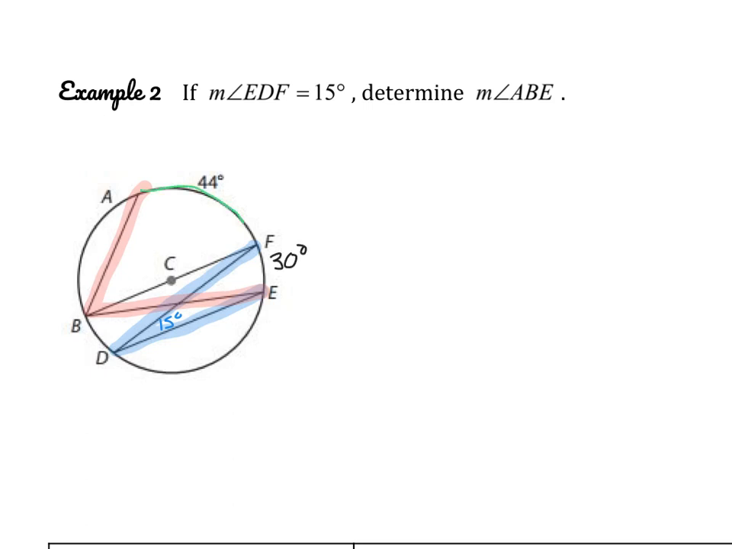Therefore, we know that arc AE from here to here is simply 44 plus 30, so it's 74 degrees. And since we know the intercepted arc length, we just divide it by 2, and that will tell us the measure of the angle. So therefore, we know that the measure of angle ABE is 37 degrees.